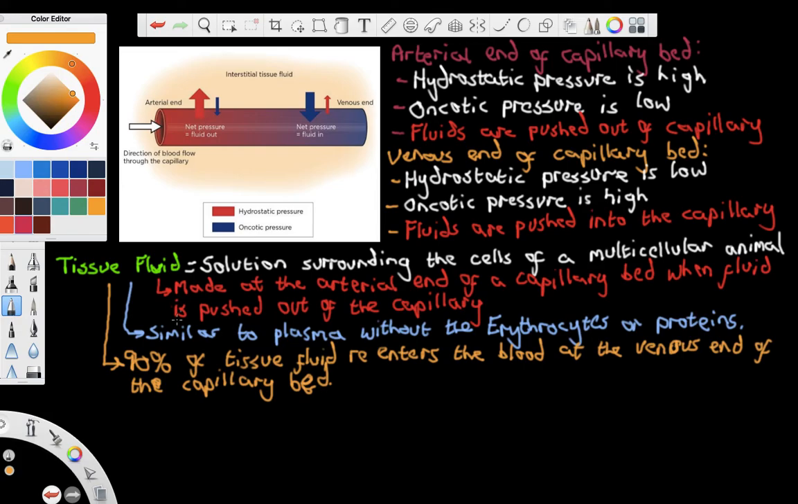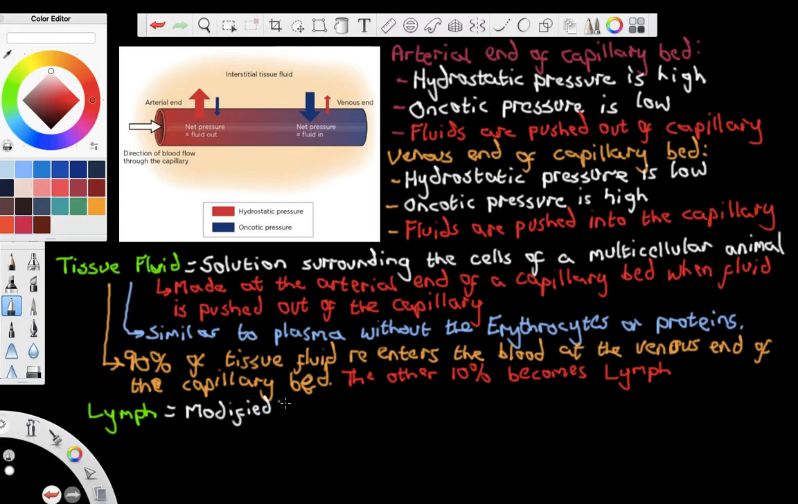So we can add in red at the end here, because it's important. The other 10% becomes lymph, L-Y-M-P-H. Now lymph is defined as modified tissue fluid that is collected in the lymph system.